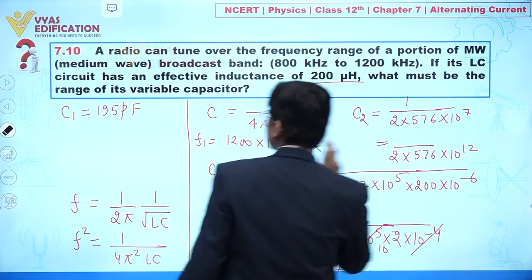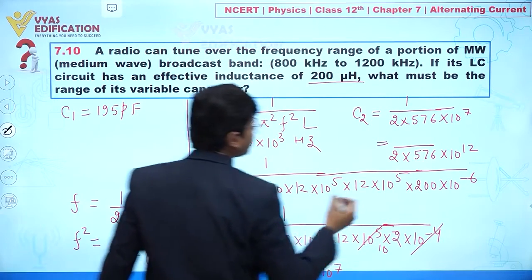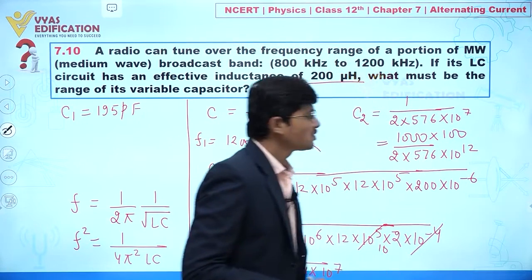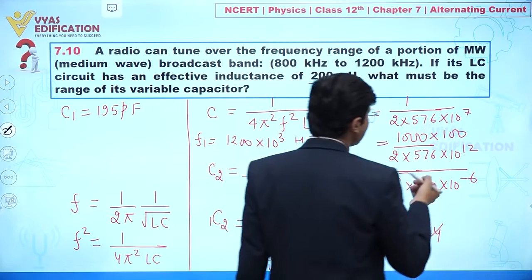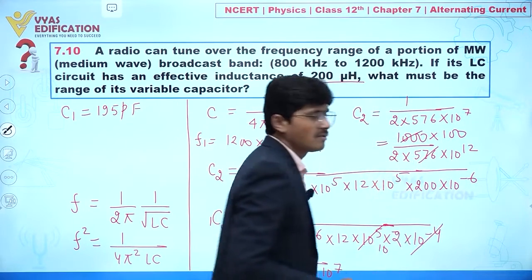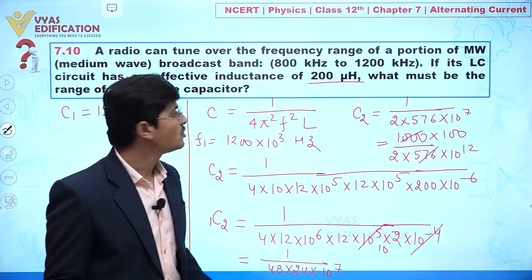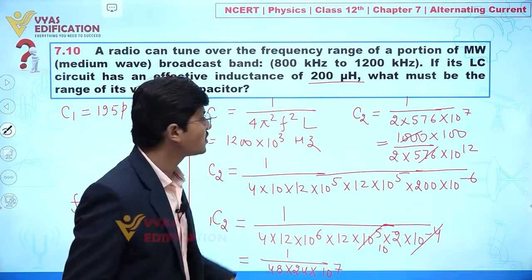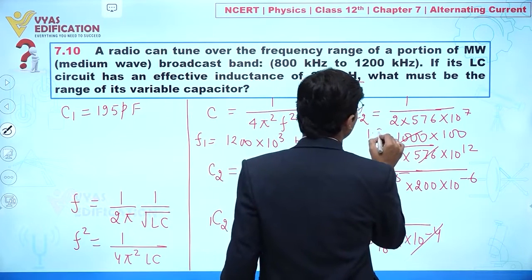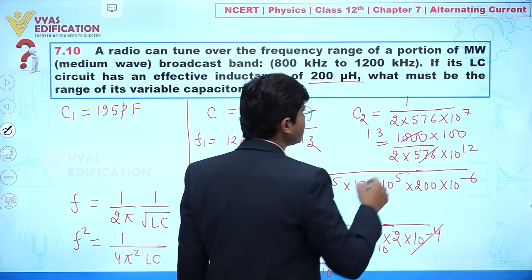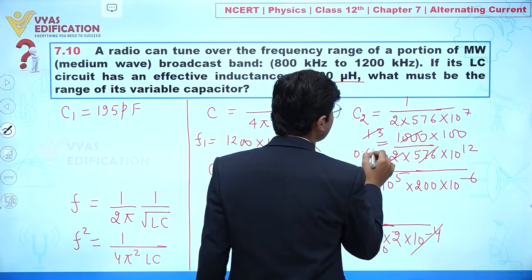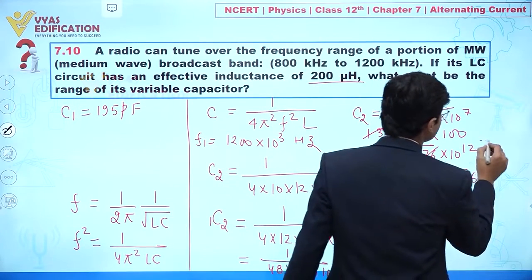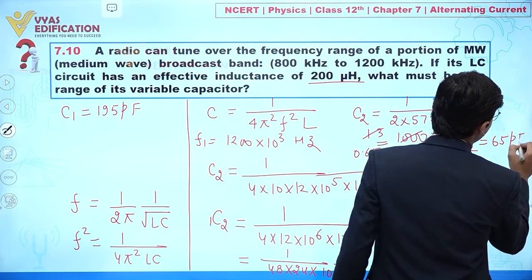I am writing here, instead of 10 to the power 5, this is equal to 1000 multiplied with 100, clear. So now we can see this is equal to what? Near about, yes, definitely I can say this is not 2. So let's suppose this is near about 600. So 600 means we will get here 1.33. So I am saying this is near about 1.3, clear. So we can say this is equal to what? 0.65, clear. So now we can say we are getting here 65 picofarad, clear.